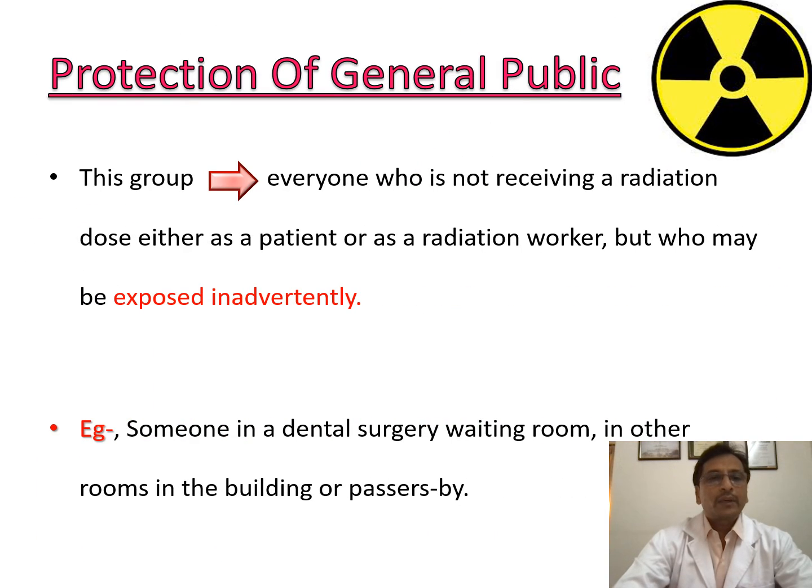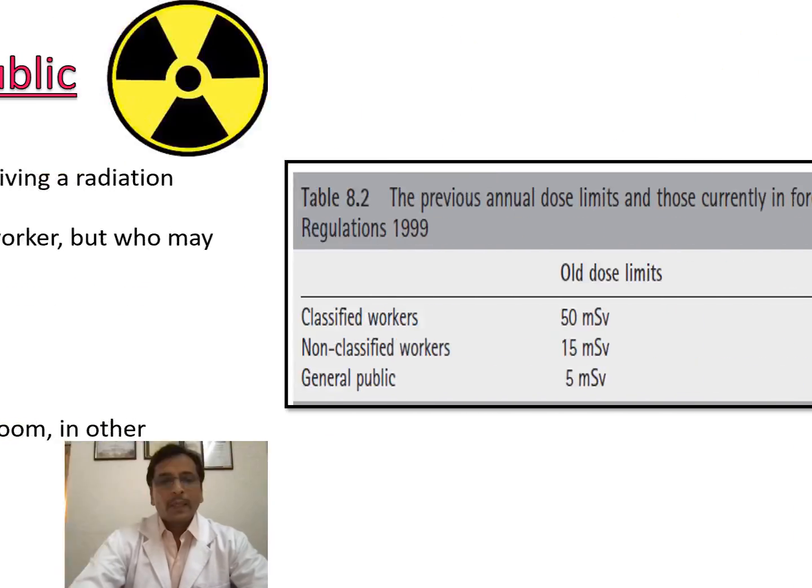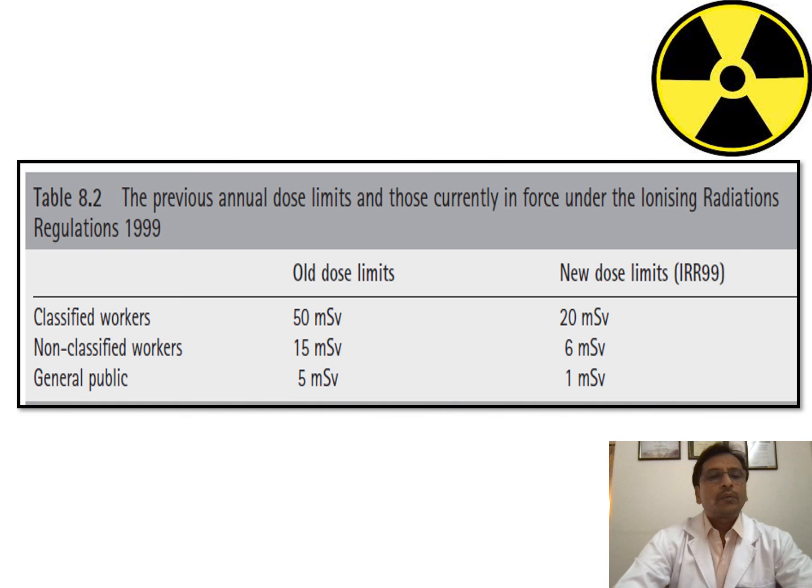Coming to the third aspect of radiation protection, that is protection of the general public. General public, in the sense of people sitting in the waiting room outside your radiology department, should not be exposed to radiation inadvertently. The ionizing radiation regulations have changed over a period of time. For classified workers, the new dose limit is 20 millisieverts. For non-classified workers, it should be 6 millisieverts in a year, and for the general public, it is 1 millisievert per year.